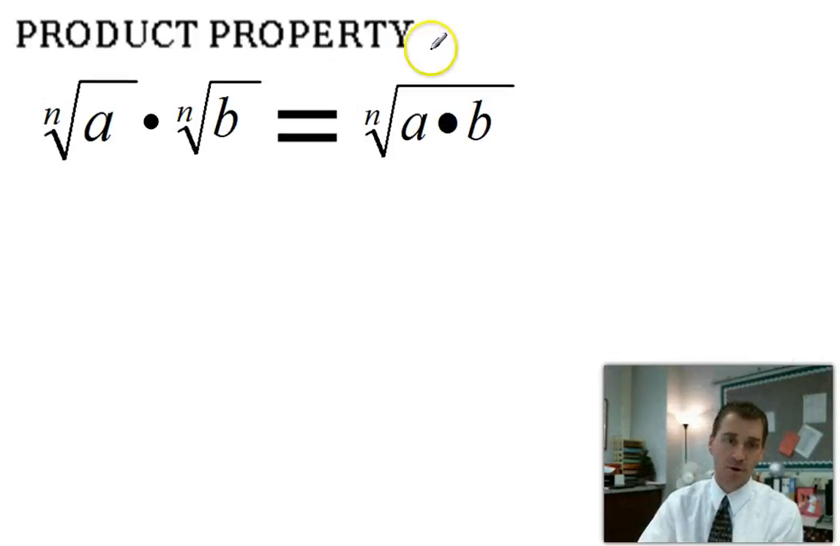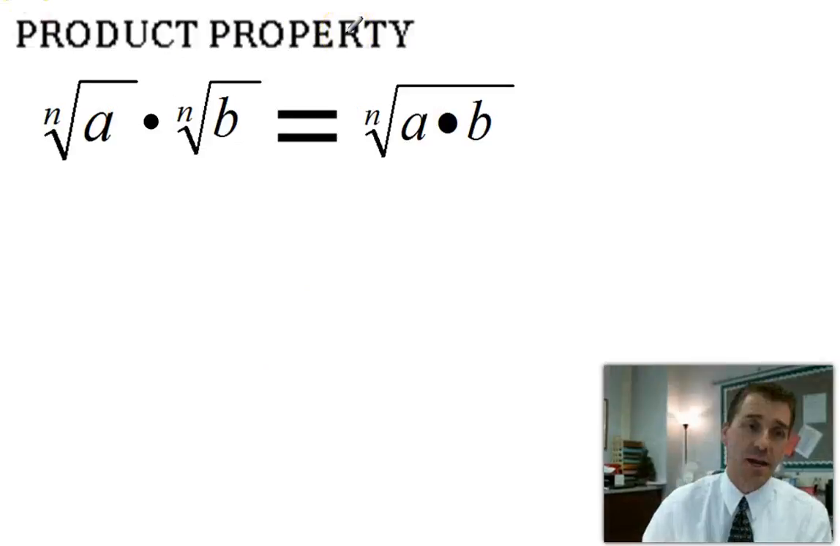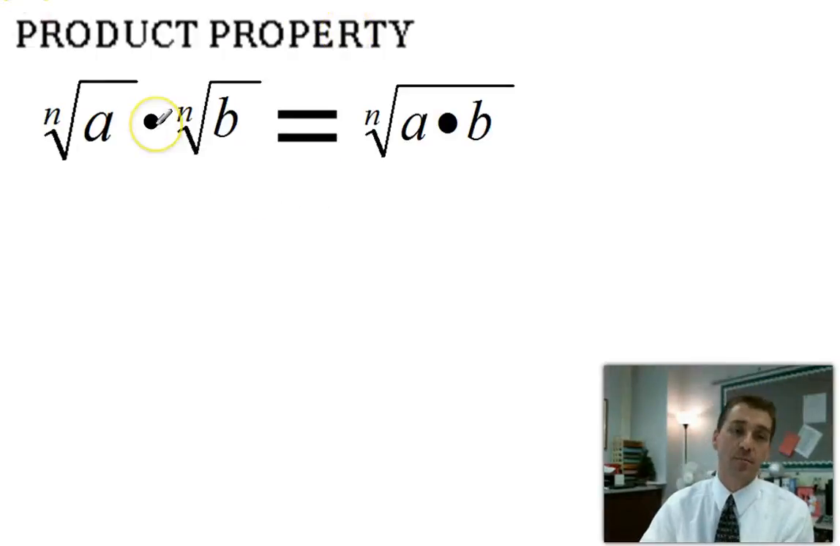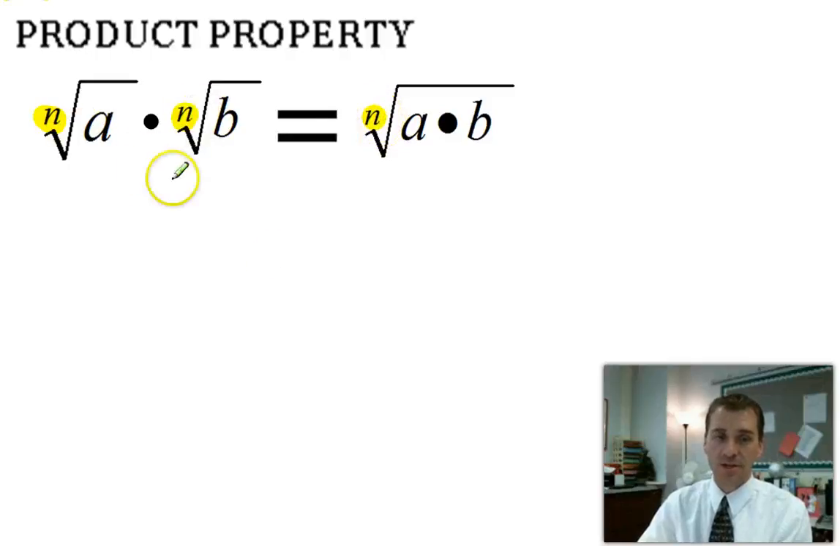Next one, let's go to the product property. It's similar in idea. It says that if I have the product of two radicals, and the roots are the same, then you can rewrite all of this over the same radical with the root being the same. Notice that doesn't change to an M or a P, it's still the same root. And these bases, even though they're different, that's A and that's B, they can go underneath the radical, just like that.